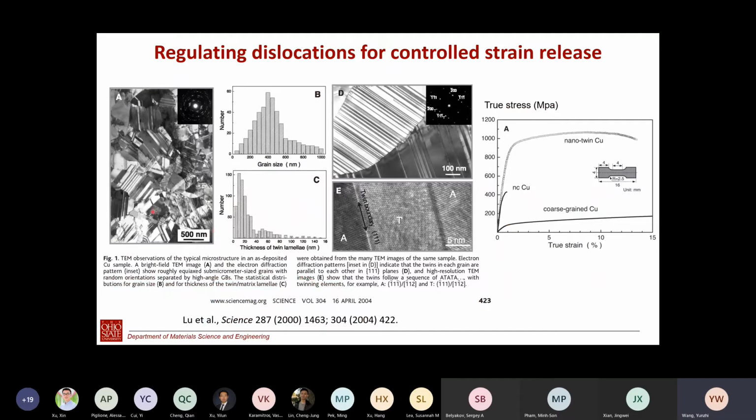And so they basically use electrodeposition. They can create those nanotwins in copper. And they showed if you have those nanotwins within those big grains in copper, you can really push both the strength and ductility to a very high level. And you cannot achieve that with coarse grain copper or just nano copper alone. So this is a pretty big achievement, and that's why they are able to publish in Science.